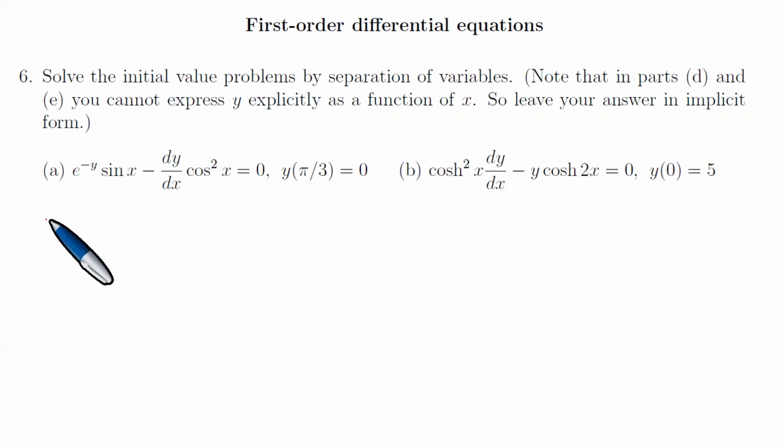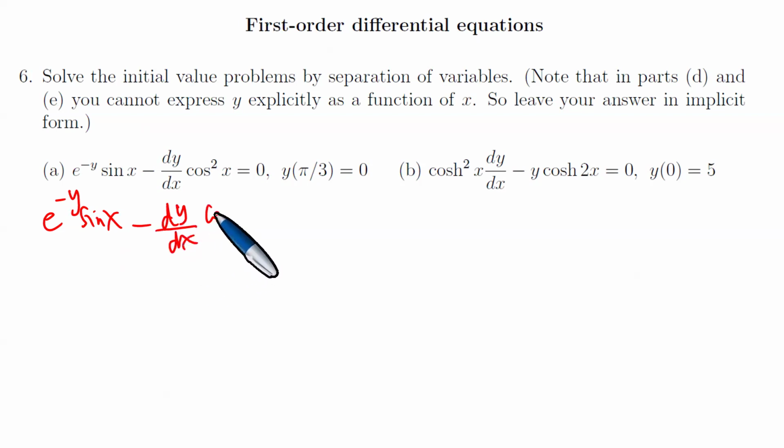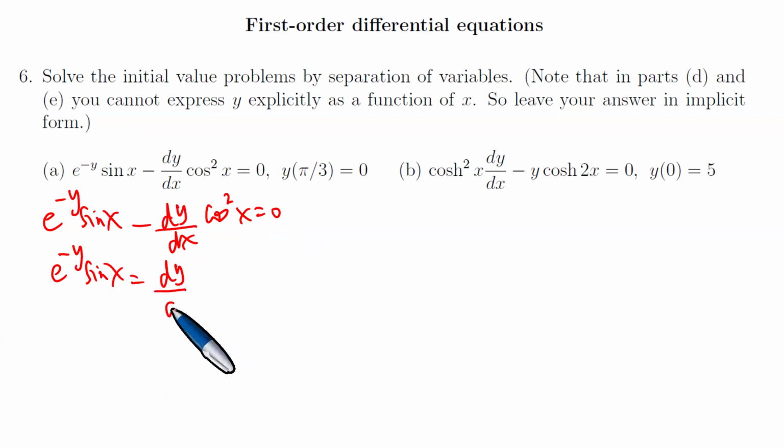Right, so now we have this one here, which is e to the power negative y sine x. Zero. Cosine squared x. Okay, that's fine. Okay, let's do number 7.